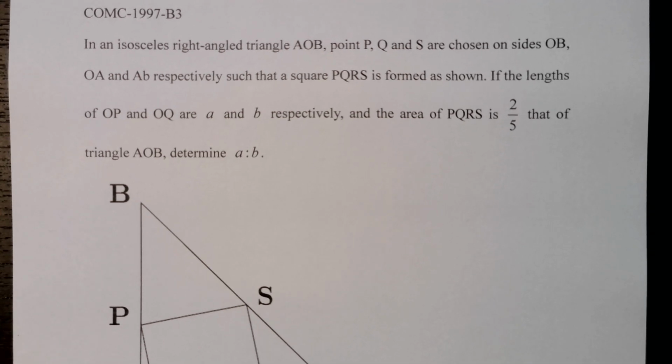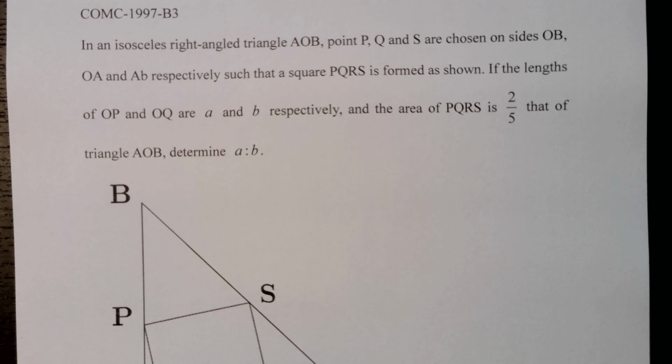Today we have yet another question here, and as always, let's first start off by reading the question. In an isosceles right angle triangle AOB, points P, Q, and S are chosen on sides OB, OA, and AB respectively, such that a square PQRS is formed as shown. If the lengths of OP and OQ are a and b respectively, and the area of PQRS is 2 over 5 that of triangle AOB, determine the ratio a to b.